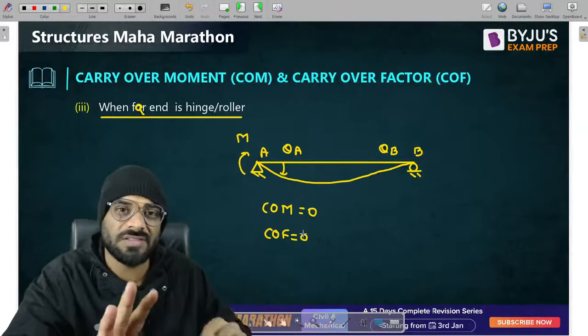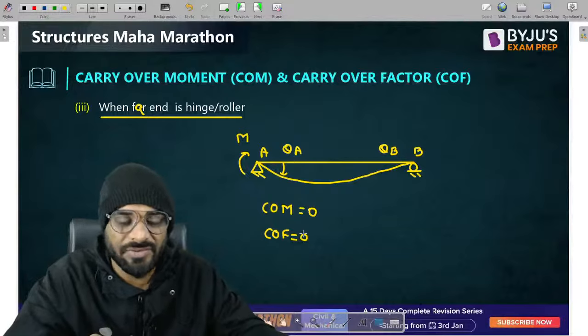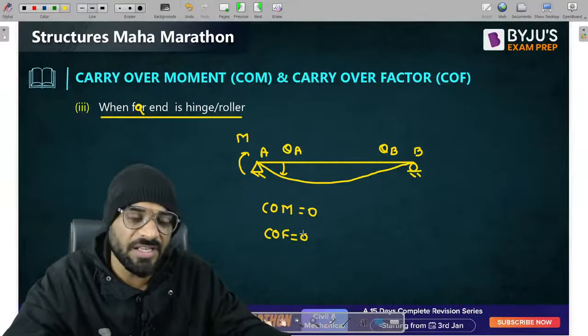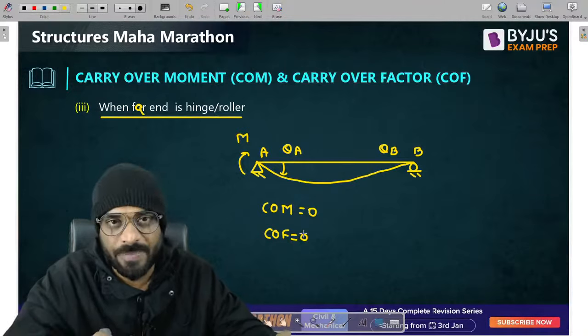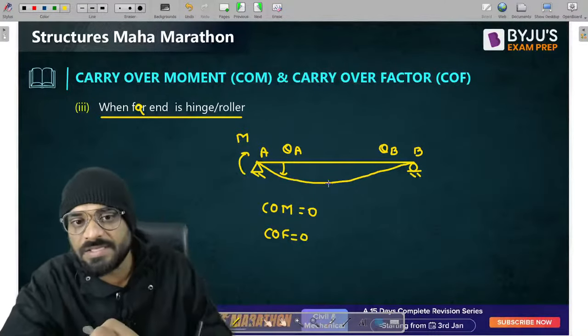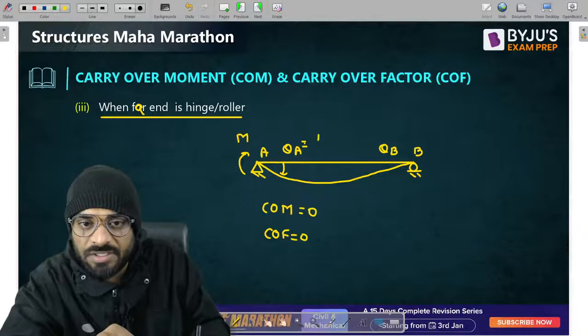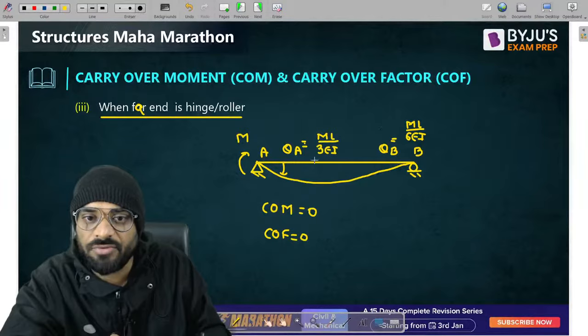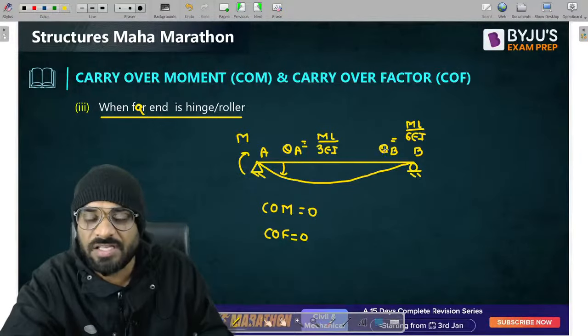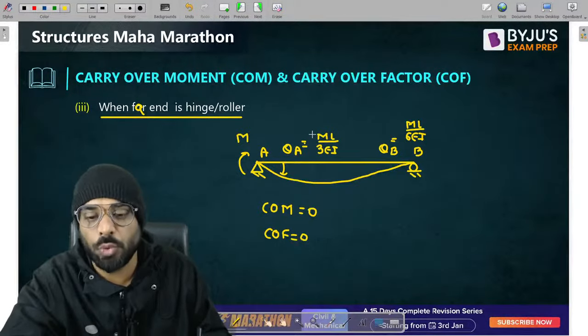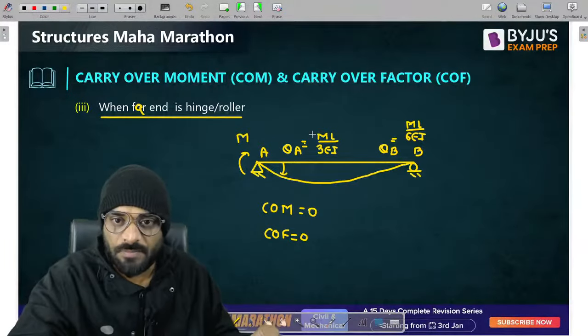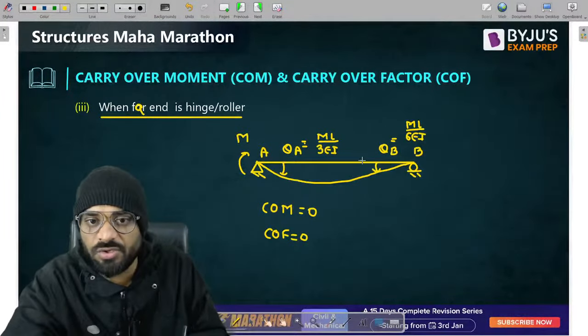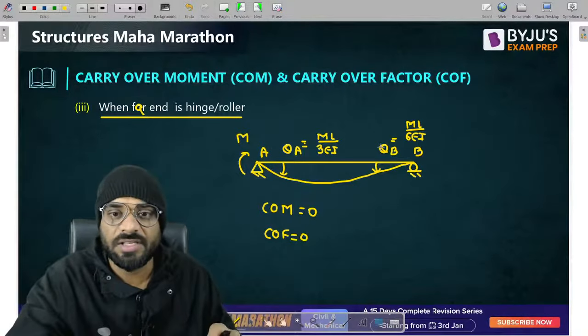So please remember, there is only a single case in which we will get the carryover moment and carryover factor. That is when the far end is fixed, and it should be half. In this case, the value of theta A is ML by 3EI. And this angle, please remember, will be ML by 6EI. This is half of the previous one, or you can say that theta B is theta A by 2.